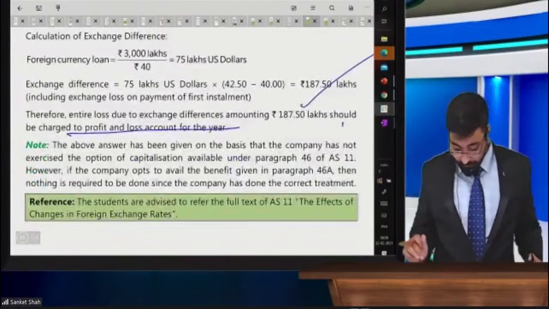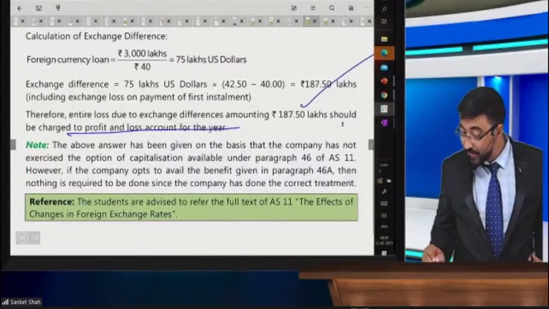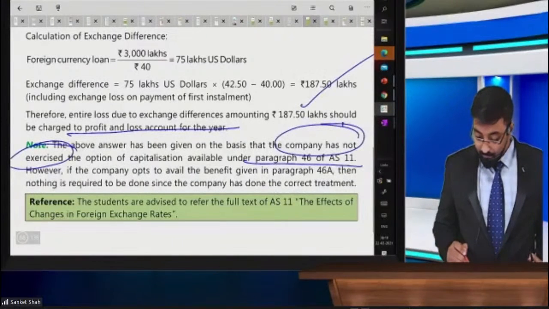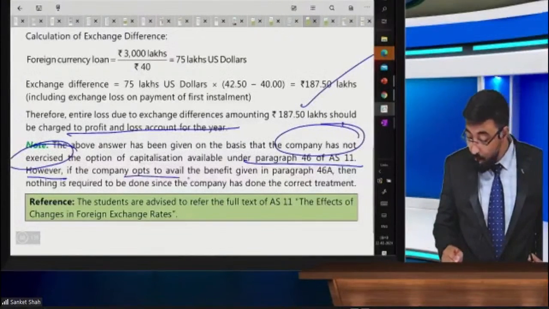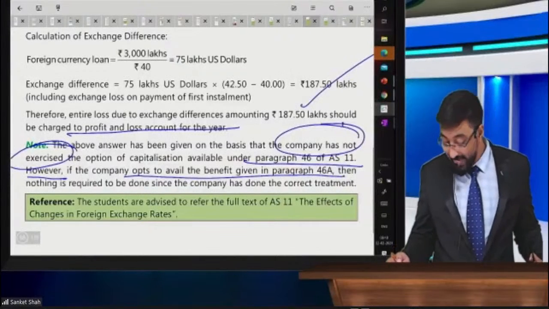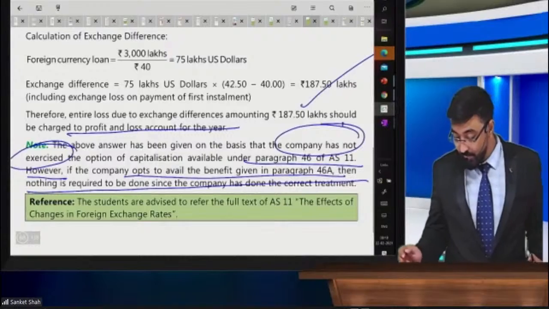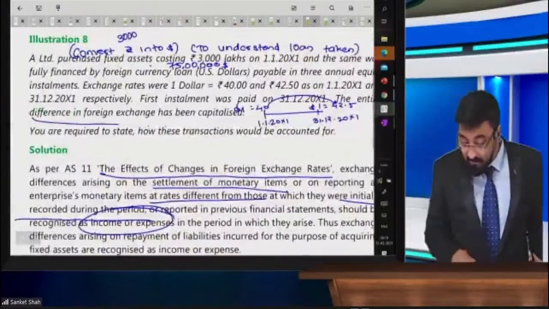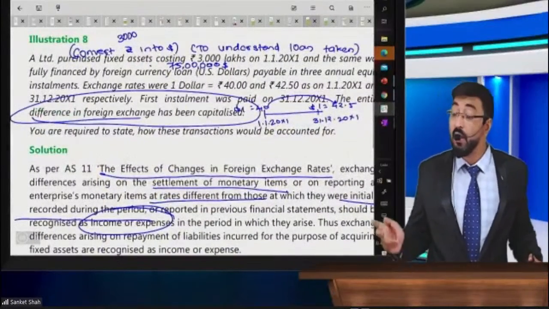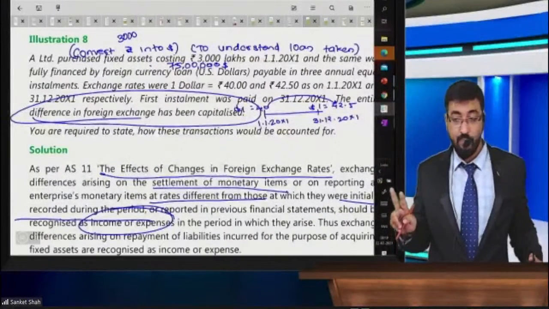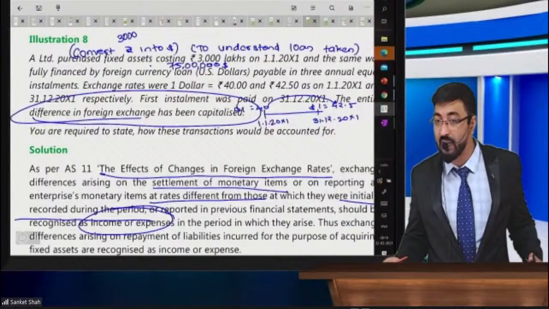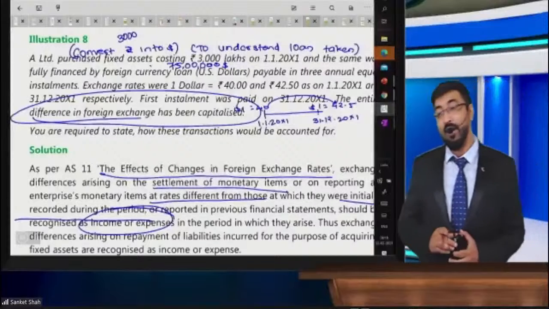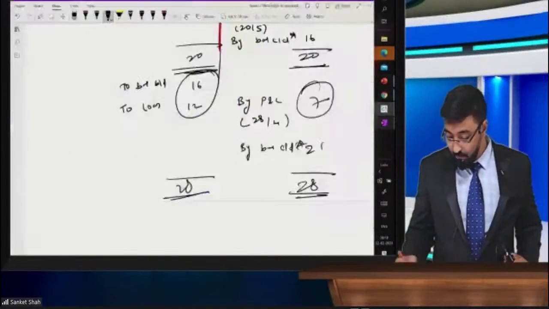Wait. The above answer has been given on the basis that the company has not exercised para 46A. However, if it opts for the benefit given in para 46A, then nothing is to be done, since the company has done the correct one. Why? Because the company has adjusted the difference by capitalizing it. So here they have given you both answers. One, you can adjust it in the profit and loss account, and second, the difference can be capitalized. So both answers are correct. So how to write the answer?